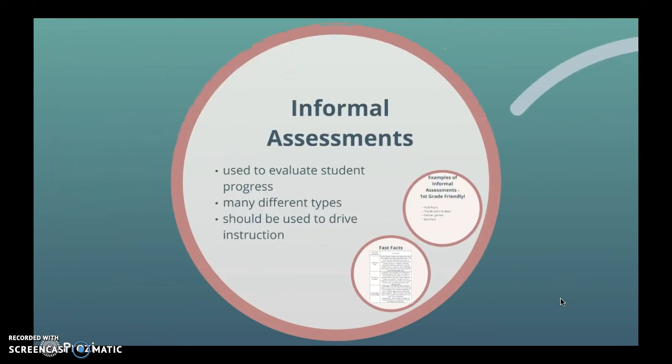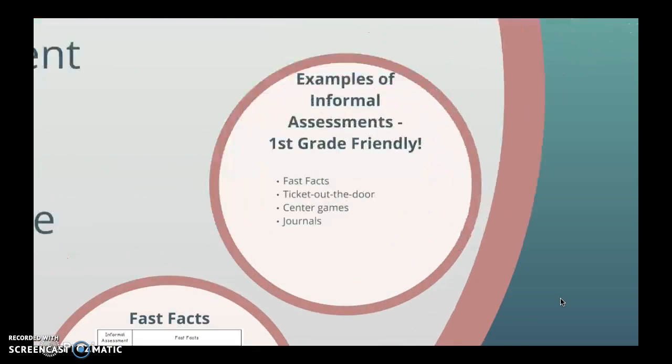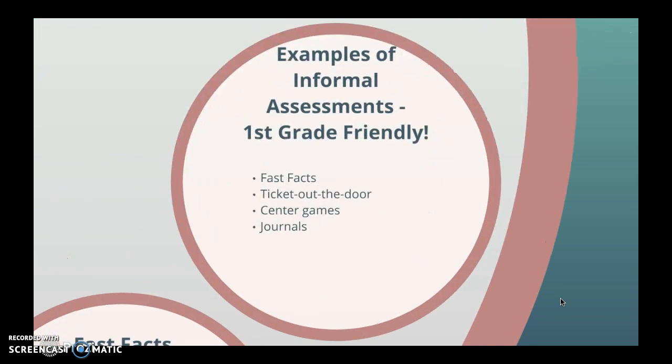Informal assessments are used to evaluate student progress. There are many different types, and they should be used to drive instruction. Some examples of informal assessments that are first grade friendly would be fast facts, ticket out the door, center games, and journals.